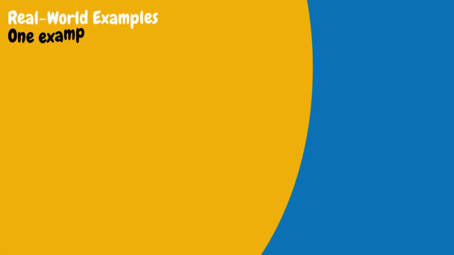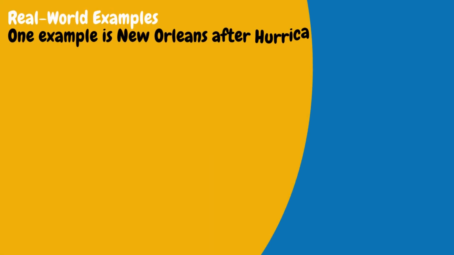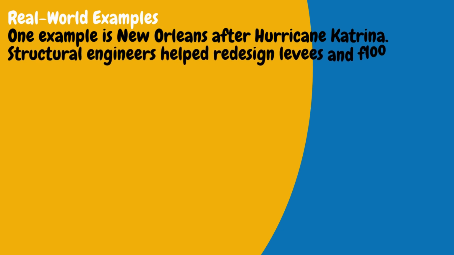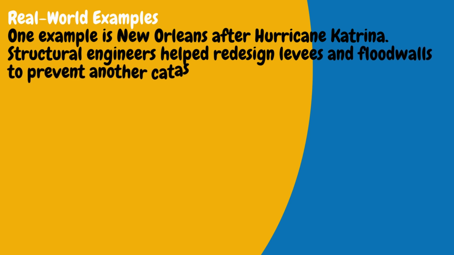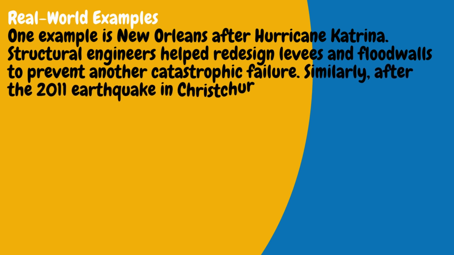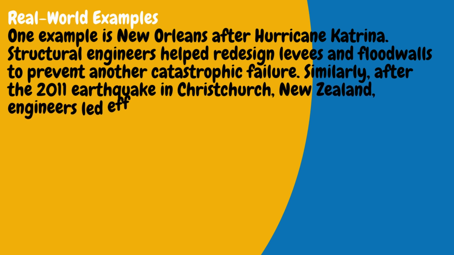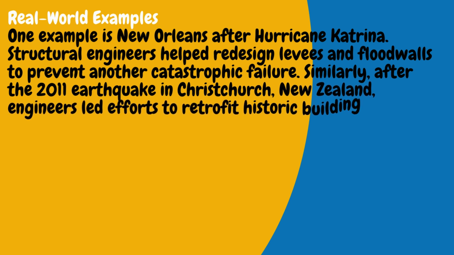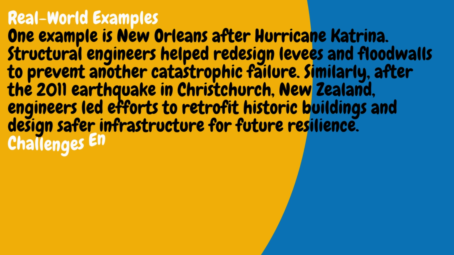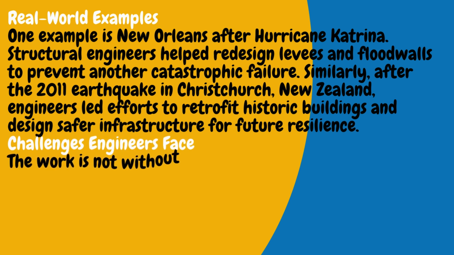Real-world examples. One example is New Orleans after Hurricane Katrina. Structural engineers helped redesign levees and floodwalls to prevent another catastrophic failure. Similarly, after the 2011 earthquake in Christchurch, New Zealand, engineers led efforts to retrofit historic buildings and design safer infrastructure for future resilience. Challenges engineers face.